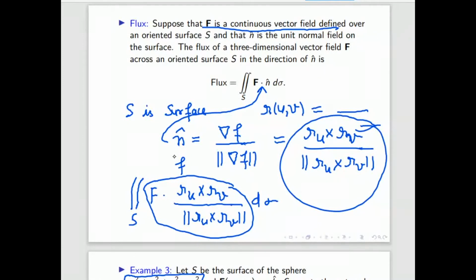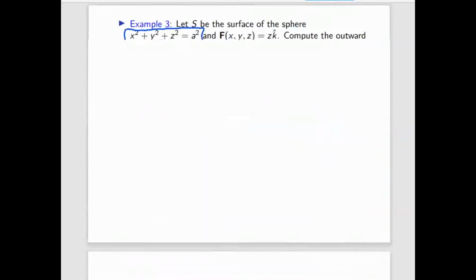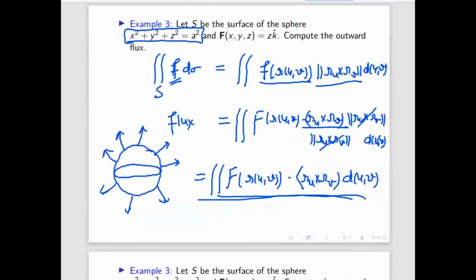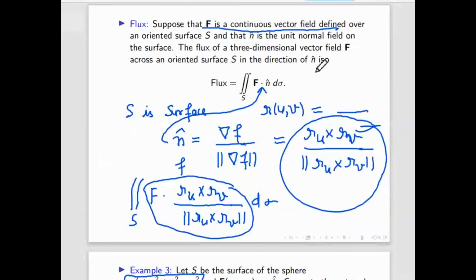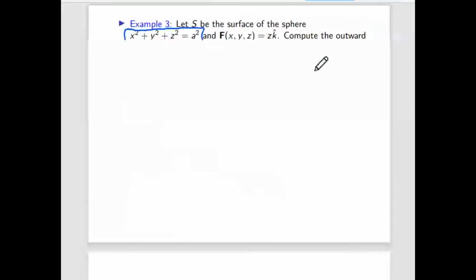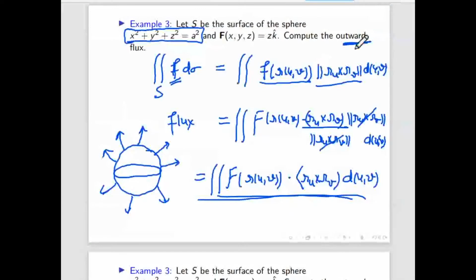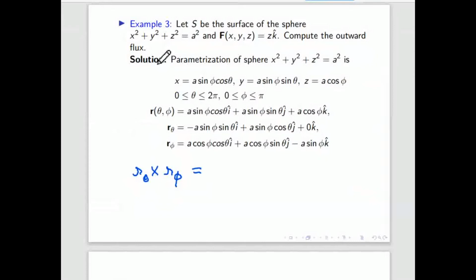The definition says that it is in the direction of n cap. So if it is outward, that means we have to take the normal. In the question it is written outward. If it is not written, you can use any flux, outward or inward. But here it is asked that you have to find the outward normal. So let us calculate this normal direction. If you divide by its norm, you will get the unit normal. So what is the cross product of r theta and r phi? We'll calculate this cross product.